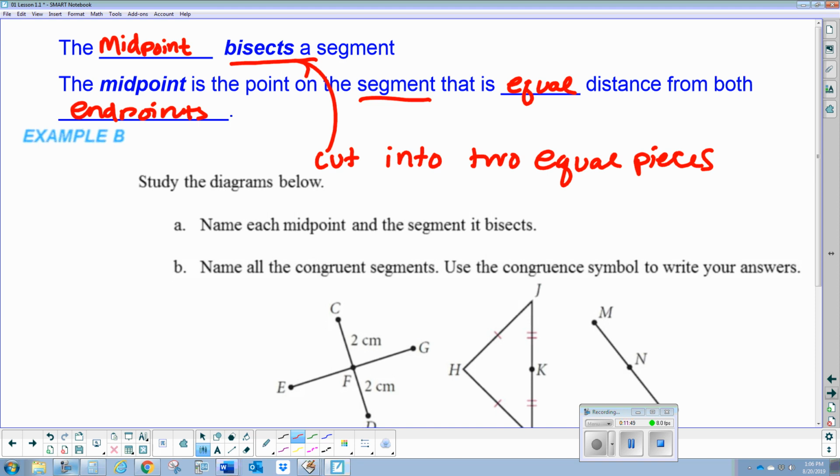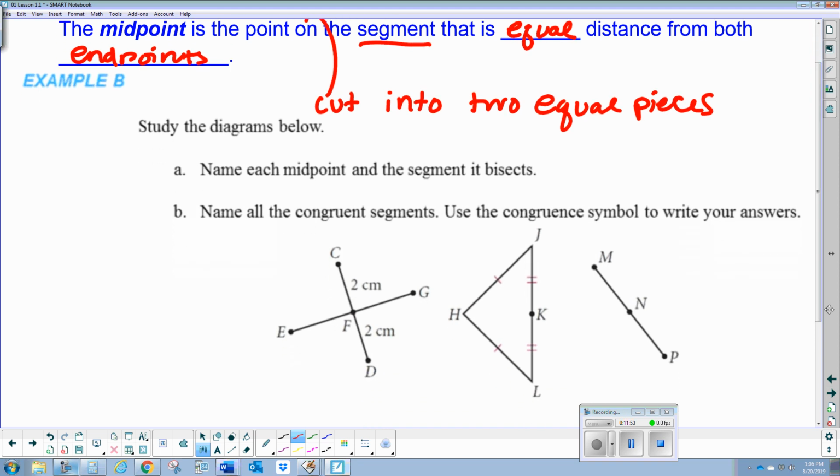So let's look at the diagram below. It says, name each midpoint and the segment that it bisects. So when it bisects, again, we have to know that it cuts it into 2 equal pieces. Okay, so in this first diagram, the midpoint is right here. It's F. F is the midpoint because F is directly between point C and point D.